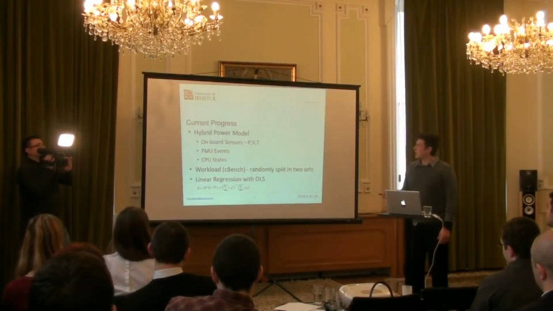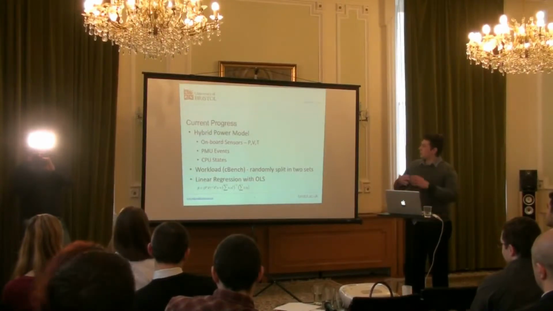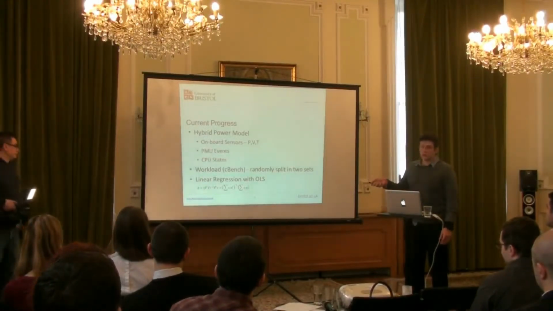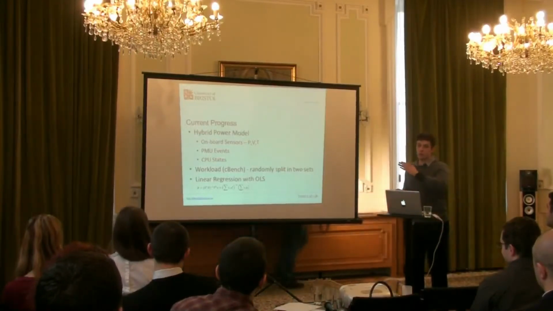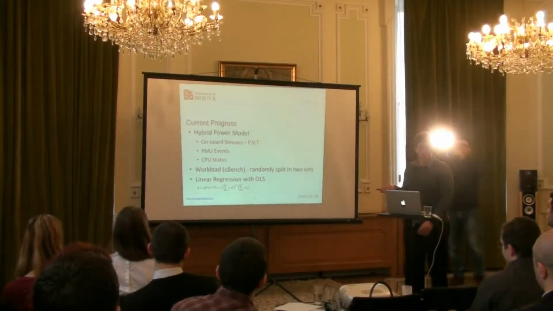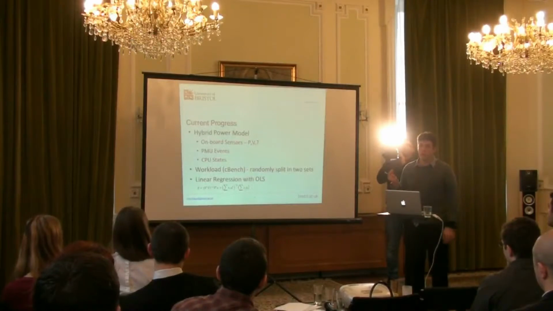I'm using a linear regression with ordinary least squares. I'm running a workload and generating a bunch of data points which all store the sensor information and all other information about the CPU and the power, and I'm trying to map these data points onto the power. That results in an equation which can then be used for future data points that I didn't train the model on, to predict the power consumption just based on that information.